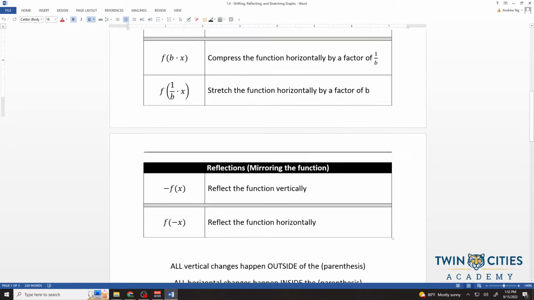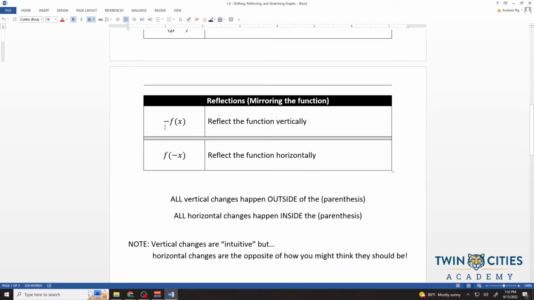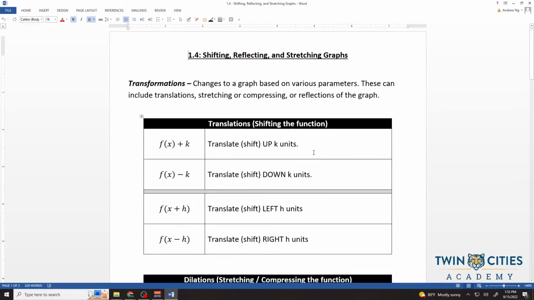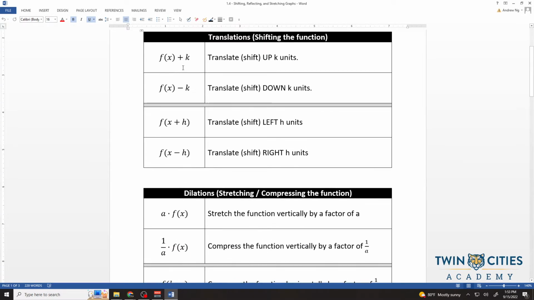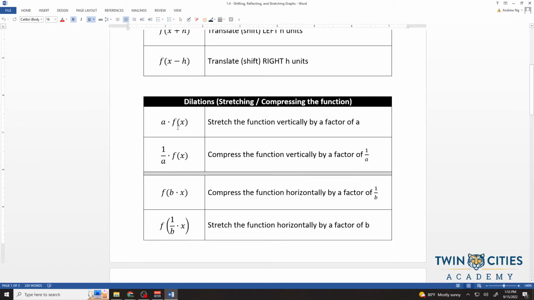And the last one to talk about here, reflections. If I multiply on the outside, negative f of x, this is going to reflect the function vertically. If I do f of negative x, I plug in not x, but negative x, this is going to reflect the function horizontally. So a couple things to keep in mind then. As we saw, all the vertical changes happen on the outside of the function, outside of the parentheses, and all of the horizontal changes happen on the inside of the parentheses.